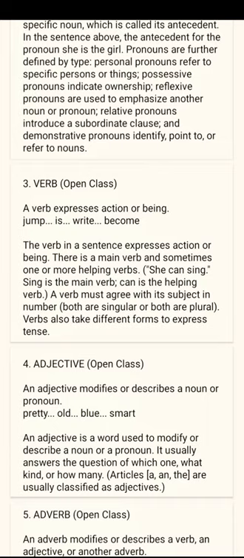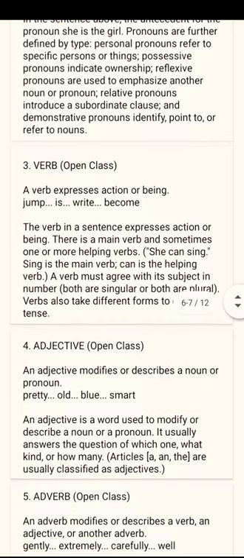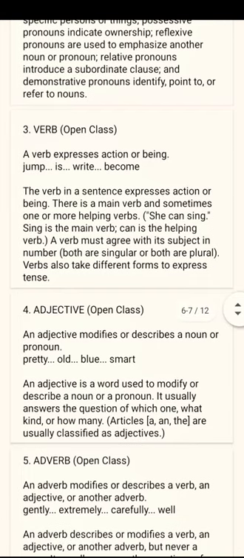So the difference is that the first one is an action verb, that is kick, and the second one is a static verb or stative verb, in which there is no proper action, there is no proper physical involvement. The verb in a sentence expresses action or being. There is a main verb and sometimes one or more helping verbs. She can sing, sing is the main verb, can is the helping verb.